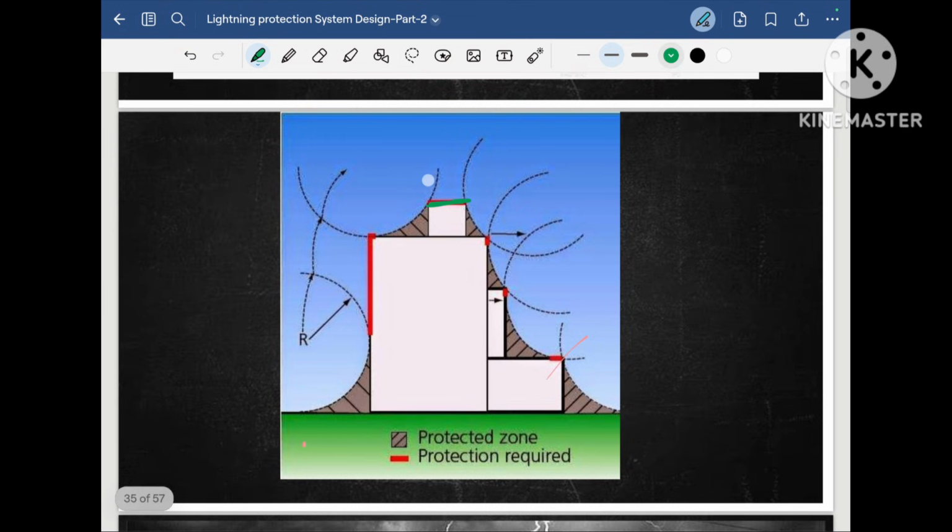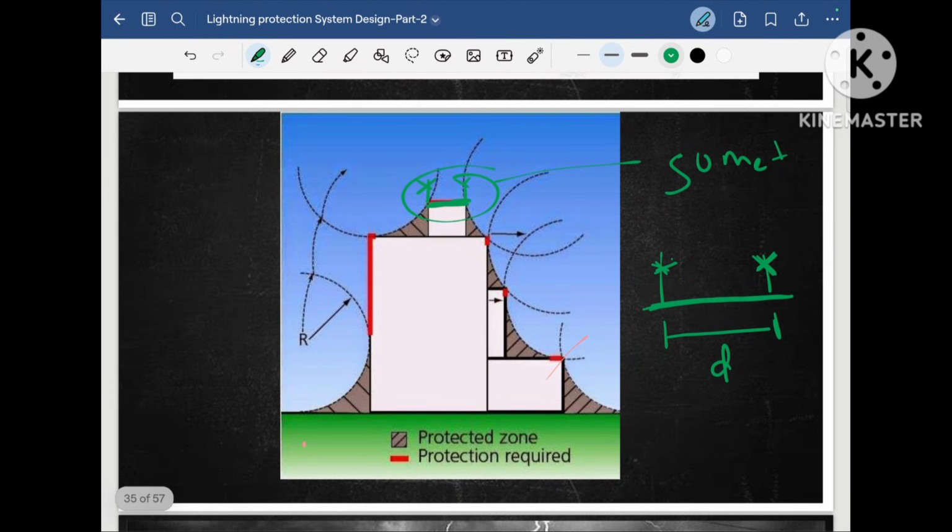So we have to provide the air terminal here somewhere and here somewhere. Suppose it is 50 meter in length. So what would be the distance between the air terminals? We have to decide. This surface is 50 meter, for example, and this whole area is risky for lightning strike. So we have to provide the air terminals on that surface, but we don't know what the distance between the two air terminals would be. That we have to decide.